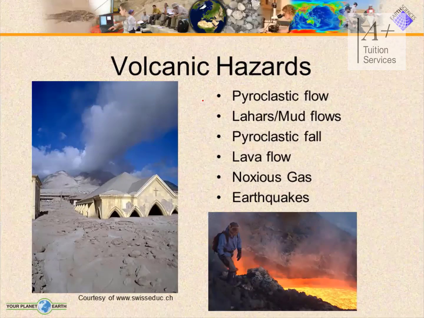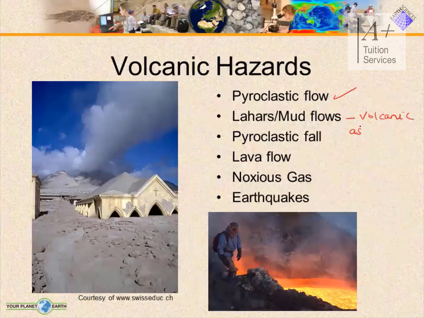Some volcanic hazards are pyroclastic flows, lahars or mud flows. So sometimes volcanic ash mixes with water and forms lahars or mud flows, and this is very dangerous for crops and it causes the drains to be clogged and so forth.